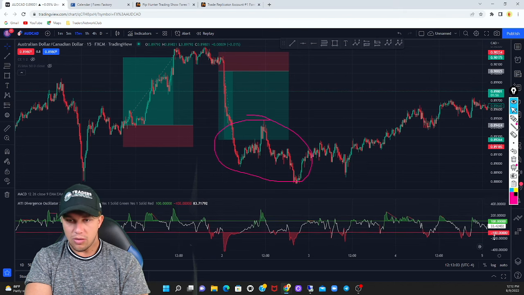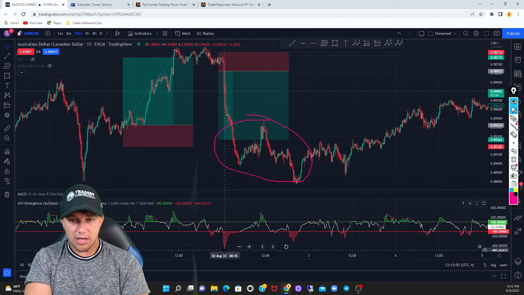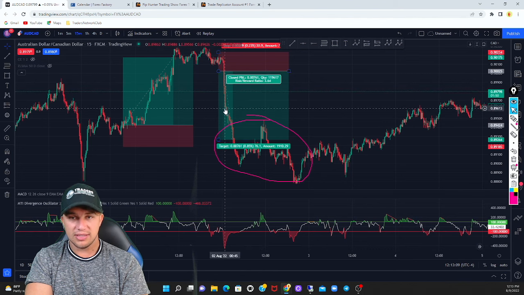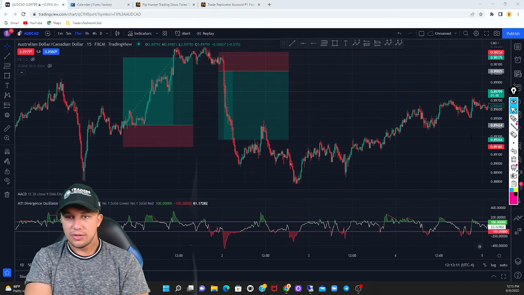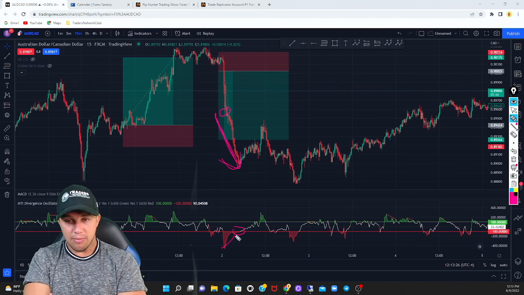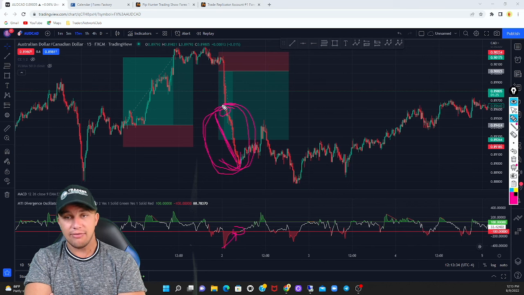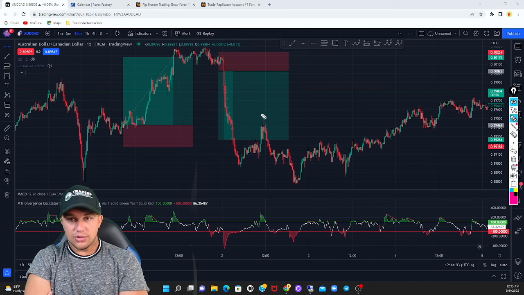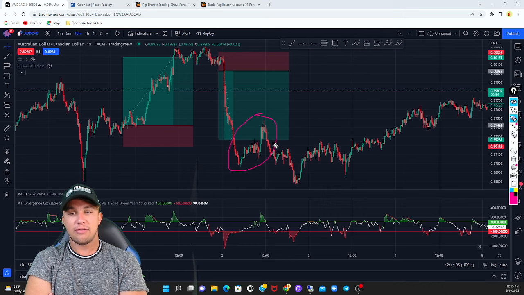From this bottom here, this low point of this momentum is this candle right here. So we actually got this low create to this low. So we had price create lower lows and momentum create higher lows. So we did have positive divergence in this area. So we got our positive divergence.